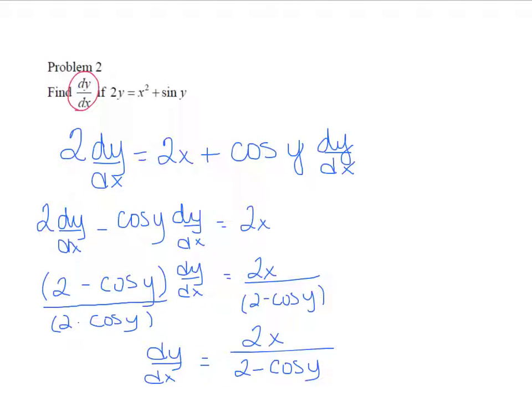And let me just highlight here that I've seen this already this year, that people want to cancel these 2's off. But remember, we can't do that. This right here is a quantity. It's married. It's stuck together. You can't cancel anything out.